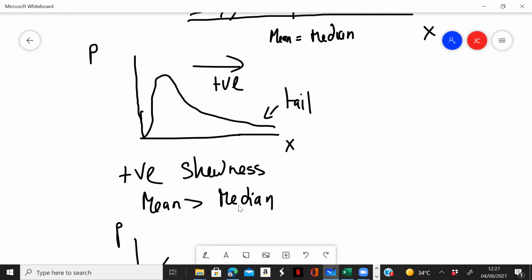Why? Because the mean is not equal to the median. In fact, when you have such a situation, the mean is greater than the median. All right, so when the mean is greater than the median, we have a positive skewness. What if we have the other way around?